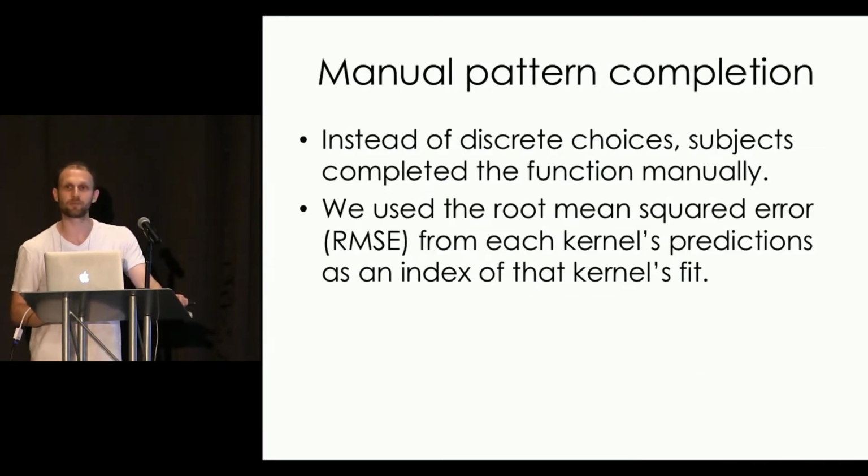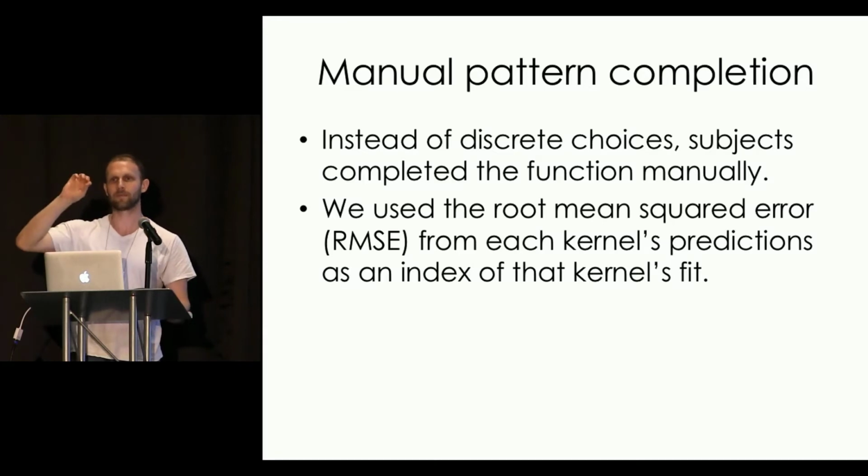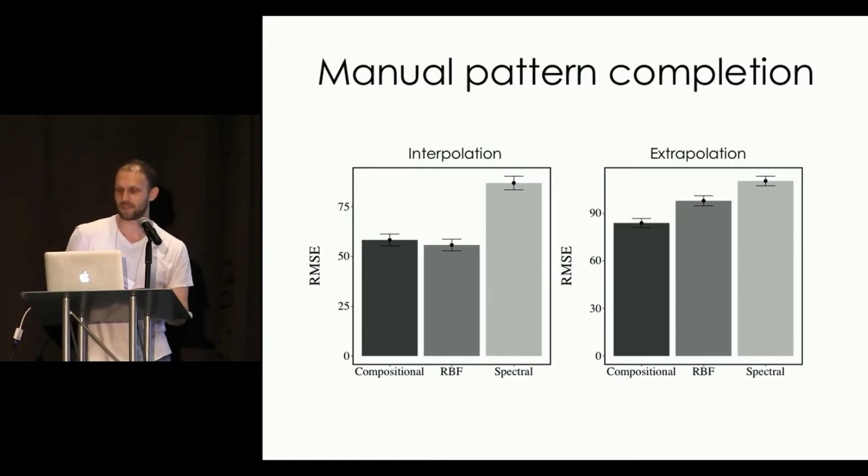We've done this also with manual pattern completion, where we have people draw the functions and use the root mean squared error between their drawing and the inferred function under the model to measure the match. What we find is that, in general, particularly focusing on extrapolation, people's drawings of the function seem to match the compositional function better than the other functions. It turns out, interestingly, that the RBF kernel produces the same answers as the compositional kernel for interpolation judgments.